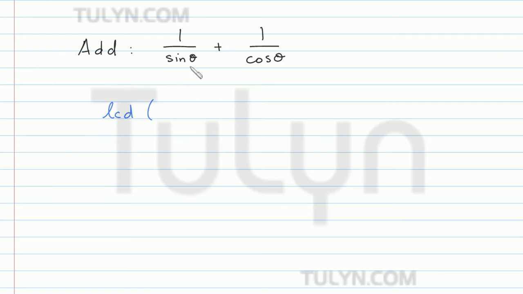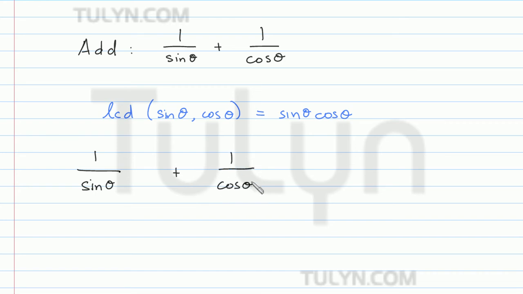So the lowest common denominator between the denominators sine of theta and cosine of theta is just going to be sine of theta times cosine of theta, right? So now what we want to do is get both of the denominators looking like the LCD, so we have to fill in whatever's missing. So we have 1 over sine of theta plus 1 over cosine of theta.